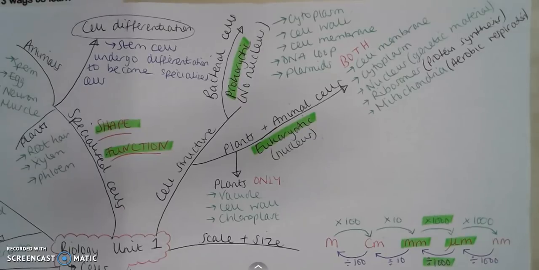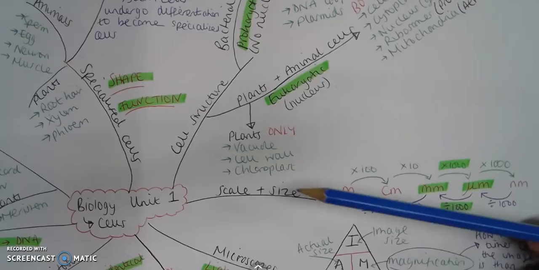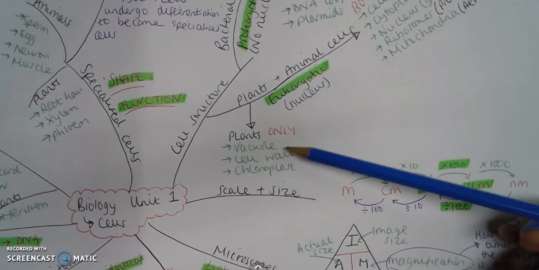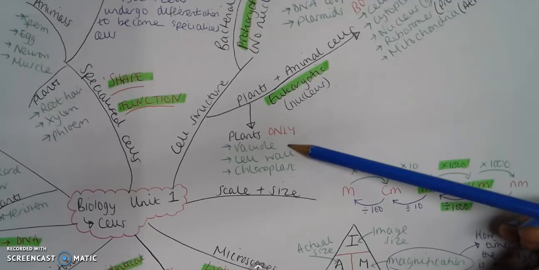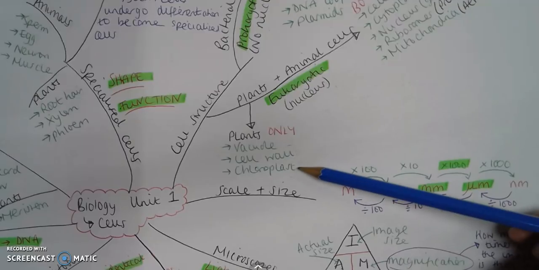Okay, so if we're then just looking at plants only, the three main things that they contain that are not found in animal cells are the vacuole, which contains cell sap and provides a support structure to the plant cell, the cell wall, made of cellulose, which also supports the plant cell, and the chloroplast, which are the site of photosynthesis, and they contain that green chlorophyll pigment.